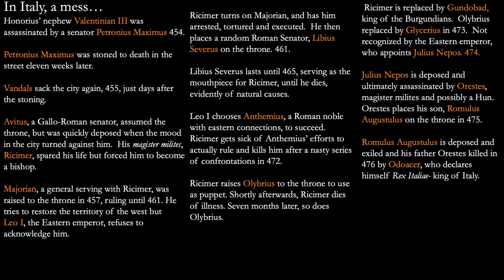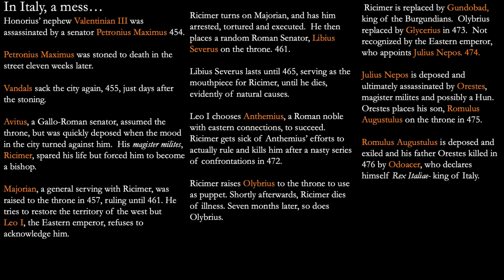He places a random Roman senator, Libius Severus, on the throne in 461. Libius Severus lasts for 4 years until 465, serving as the mouthpiece for Ricimer until he dies, evidently of natural causes. So he actually gets to live out his life. Then Leo I chooses Anthemius, a Roman noble with Eastern connections, to come after Libius Severus.